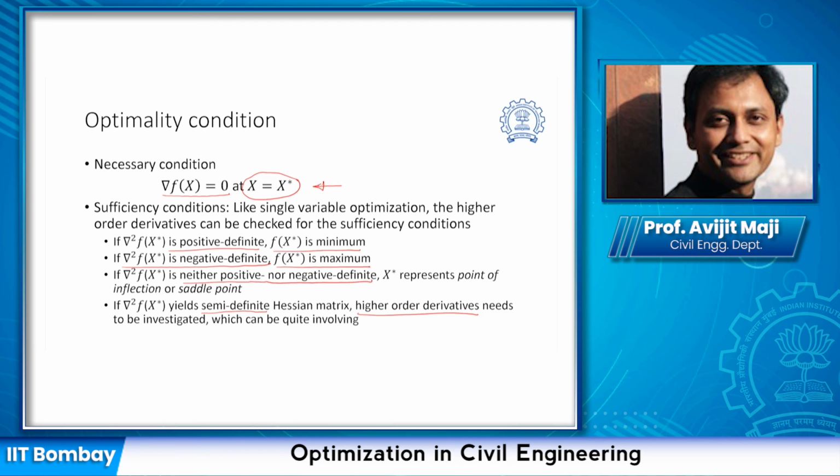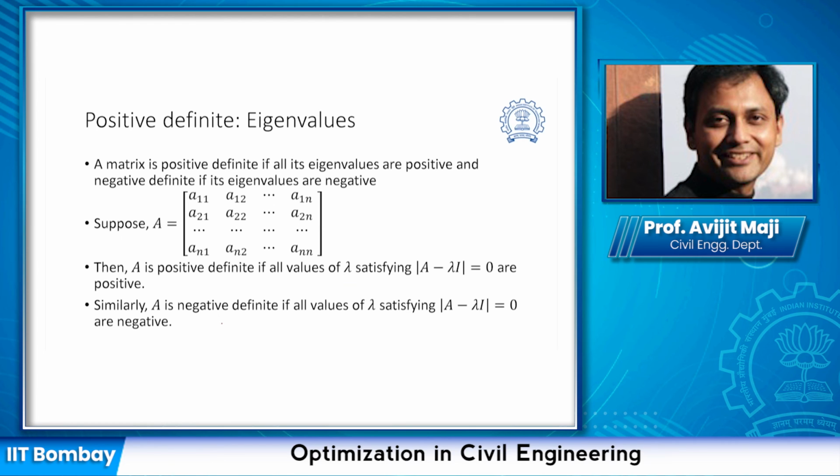Now we said that the second order derivative has to be positive definite for a minimum function value, or negative definite for the function to be maximum. Let us see how we can say a particular matrix is positive definite or negative definite. There are two ways we can do it. The first way is looking into the eigenvalues. If we find that the eigenvalues of a particular matrix are positive, then we can say that the matrix is positive definite. If the eigenvalues are negative, then the matrix is negative definite.